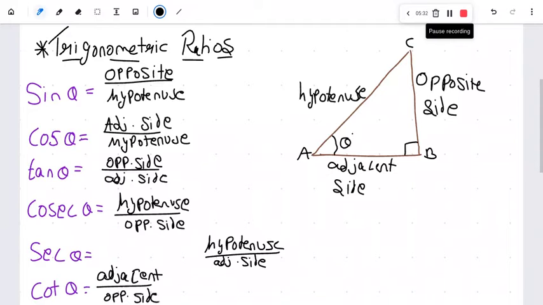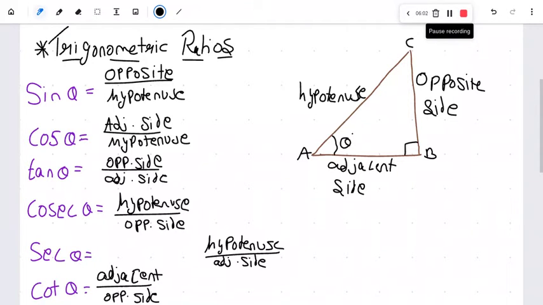So these are the six ratios: sine theta, cos theta, tan theta, cosec theta, sec theta, and cot theta. What is theta? Theta is nothing but the variable given. That theta can be anything in your question, and with respect to that you have to find which side is opposite and which is adjacent. So these are the main six ratios.